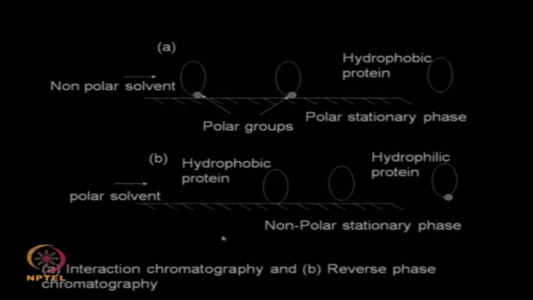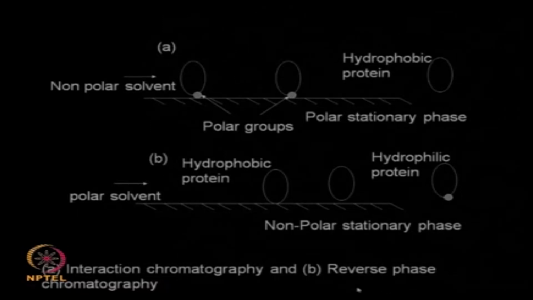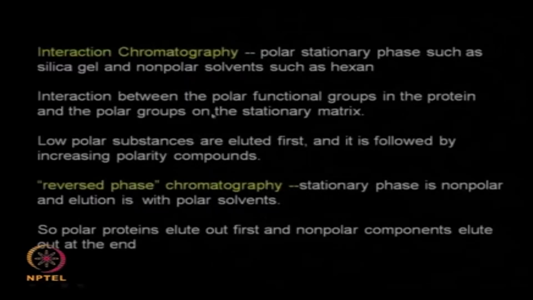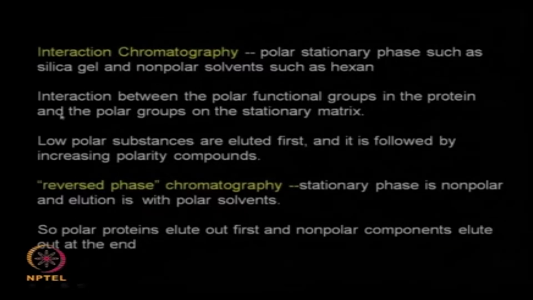This hydrophobic system can also be called reverse phase chromatography, because in normal phase we use a polar stationary phase, whereas in reverse phase we are using a non-polar stationary phase, like a hydrocarbon, an aryl group, or a long chain hydrocarbon. Even in high performance liquid chromatography we use a hydrophobic stationary phase, or reverse phase. In normal phase chromatography, we have a polar stationary phase such as silica gel and non-polar solvents such as hexane. There is an interaction between the polar functional groups in the protein and the polar groups on the stationary phase, like NH, OH and so on.